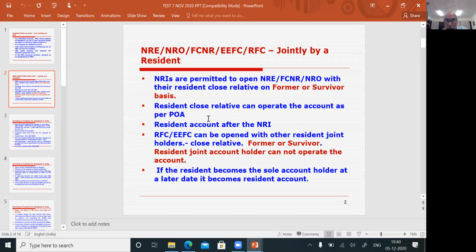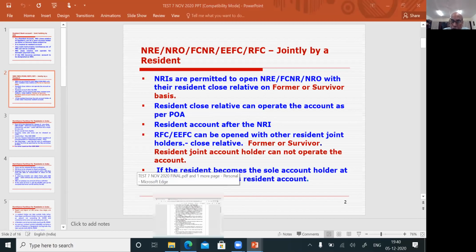So these confusions will be there, but questions will come from these 2 slides. Okay, it will be treated as a resident account after the NRI. Okay, this is very, very important. So these 2 questions, question number 9 and 10, what we discussed, will be there, and those things are displayed by means of the slide in front of you.